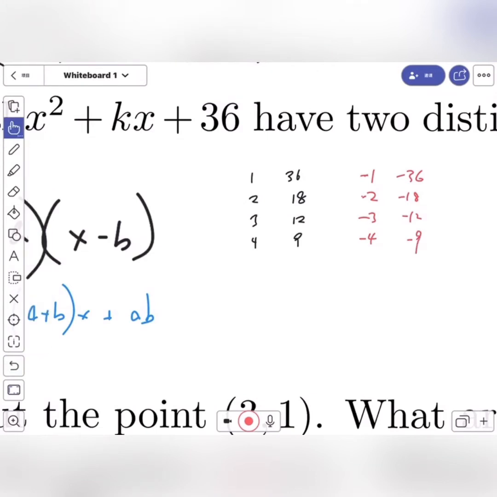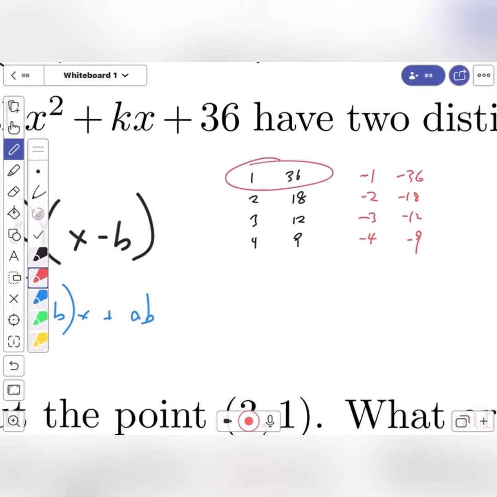And we can see that because of the commutative property of addition, if we swap these orders, the value of a plus b, which is k, does not change. Therefore, there are actually only a total of 8 possible values.